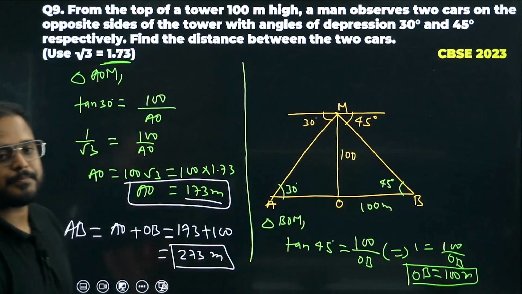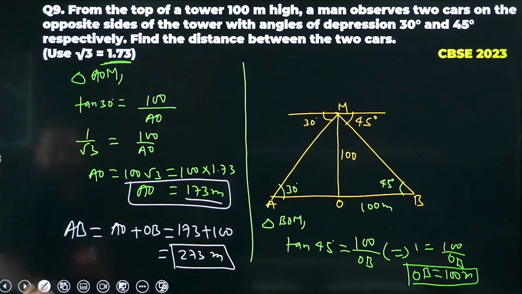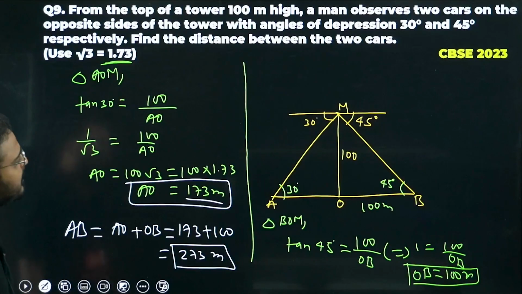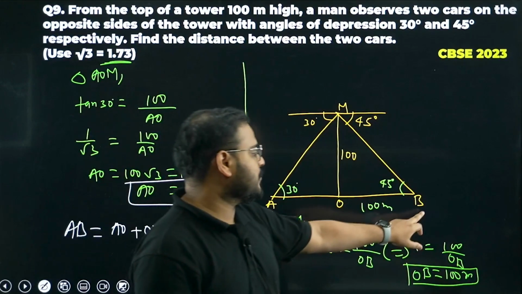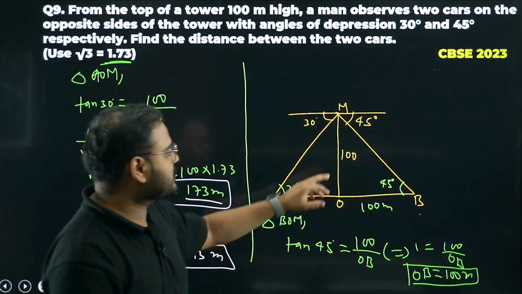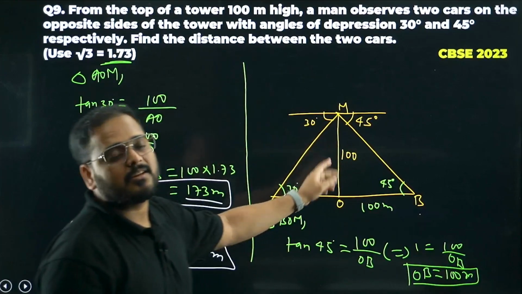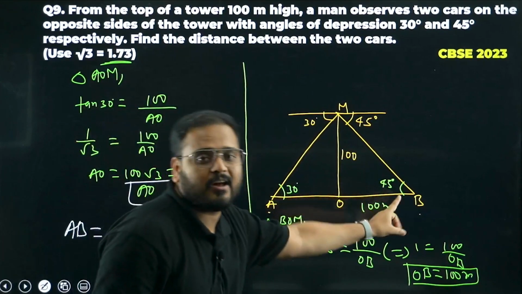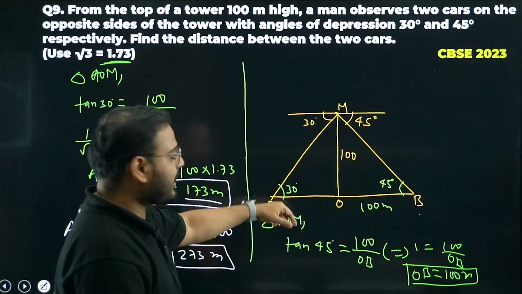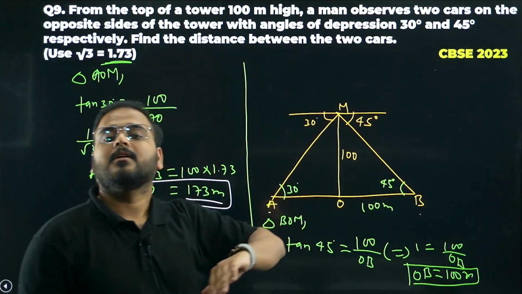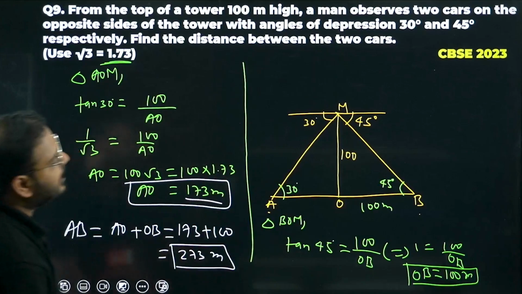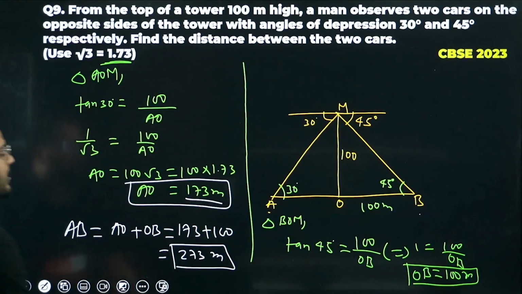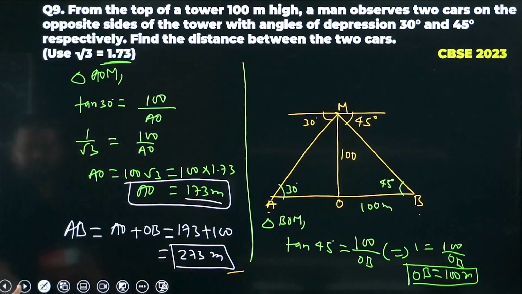Question number 9 is over. Simple question, right? Looking for the distance between, let's say, car A over here and car B over here. We use the triangles. They've given the angle of depression like this. We use the alternate angle to get the angle of elevation, or reference angle, to get the values of OB and AO. We applied tan 30 and tan 45 respectively and got the answer as 273. Clear, right? Moving on to question number 10.